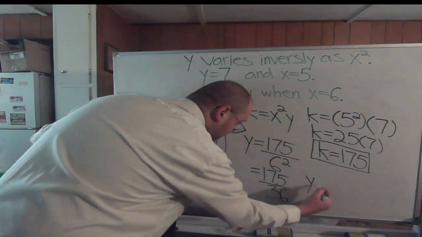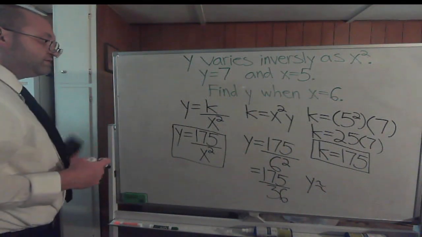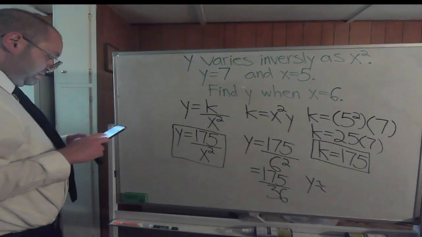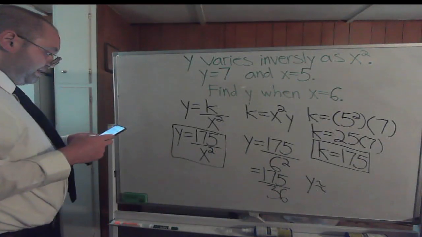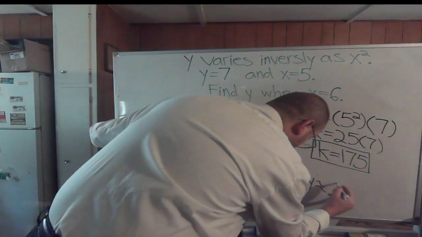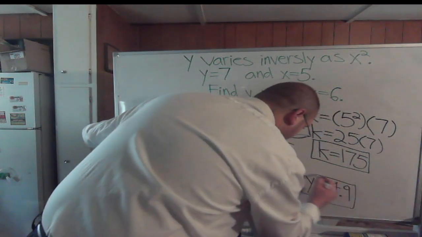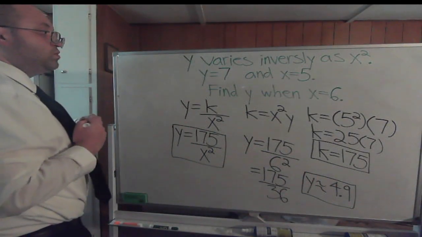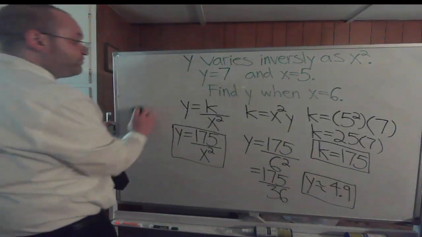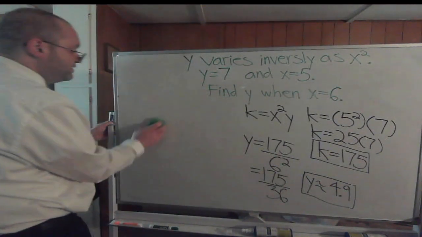So we'll round the result to 1 decimal place. We'll take 175 divided by 36. That to 1 decimal place gives you about 4.9. So when x equals 6, y is about 4.9. That would be the answer you get. I have 2 more problems, but we're going to switch it up a little bit like we did with the direct variation.